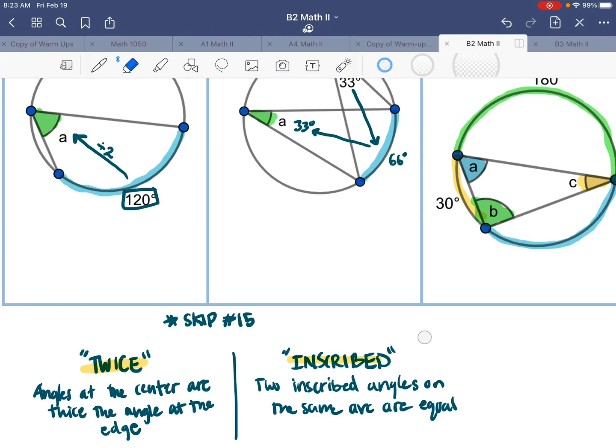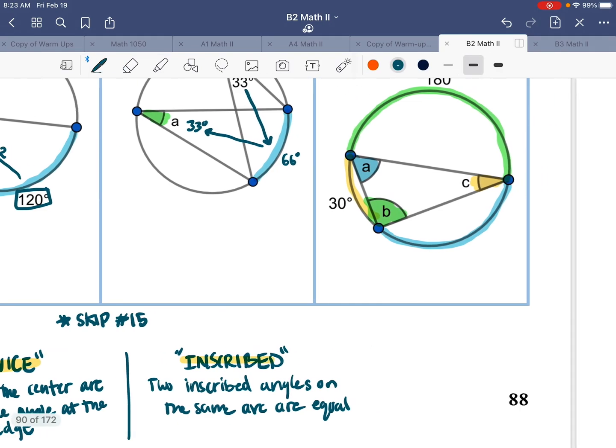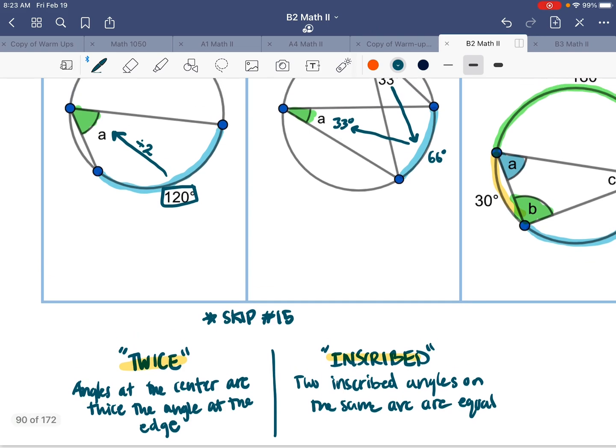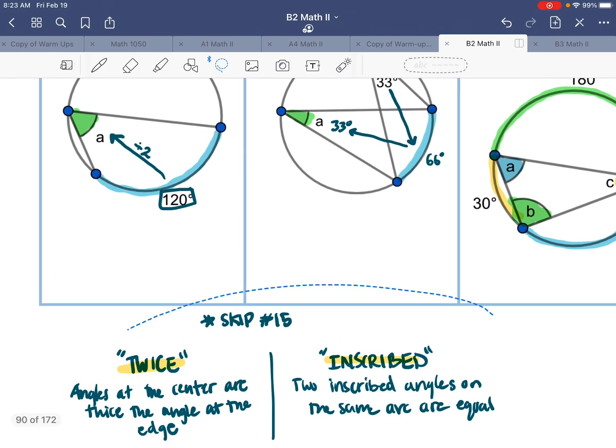Lots of math-based things today. I'm going to keep going here. Do I have room? Kind of. I will move stuff over so I have room.